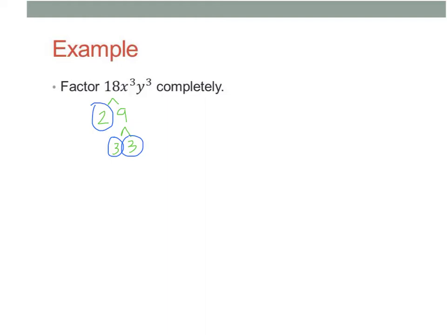To factor means to write as multiplication. So in numerical order, we're going to do 2 times 3 times 3. And if you check, that is 18. Then I want to write x cubed out. It's going to be x times x times x. And I'm going to write y cubed out: times y times y times y. So that would be the prime factorization of 18x cubed y cubed.